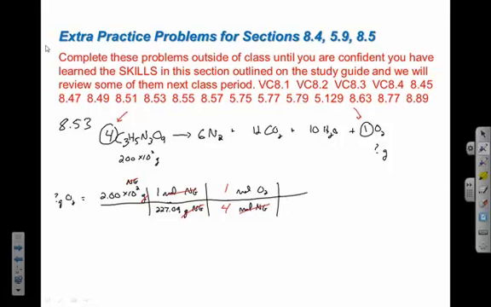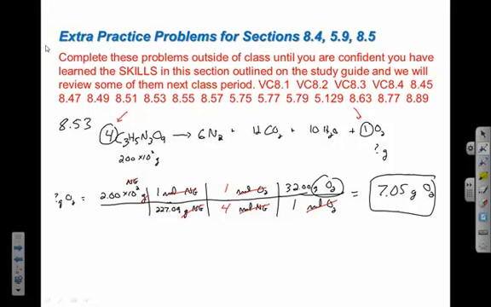So now I've got moles and I want grams, so I would cancel the moles of oxygen and try to get grams of oxygen. So that relationship would be from the periodic table, so I would add 2 oxygens together, 32.00 grams per mole. For O2, I've got the units I want, so I multiply 200 times 32 divided by 227.09 divided by 4, and I get, with the sig figs I've got here, 7.05 grams of O2. So that's part A.